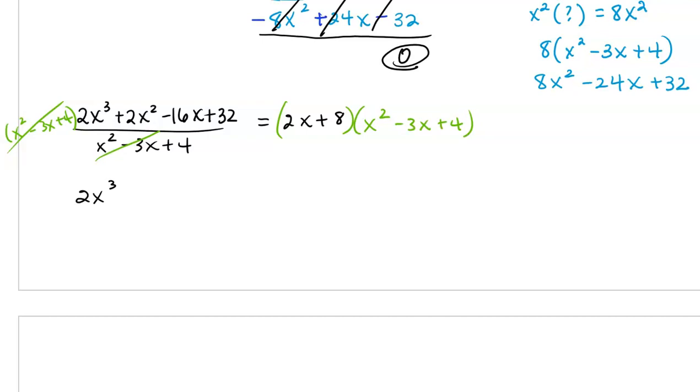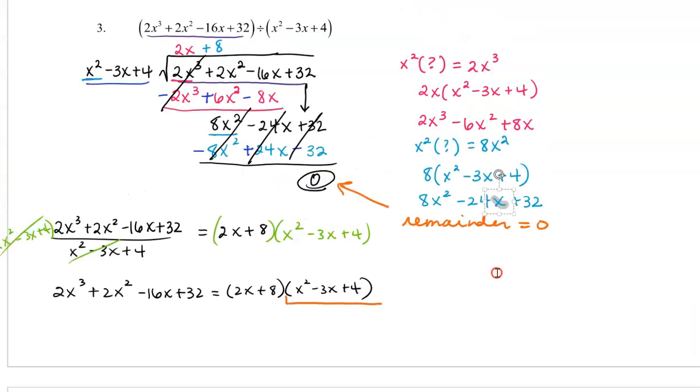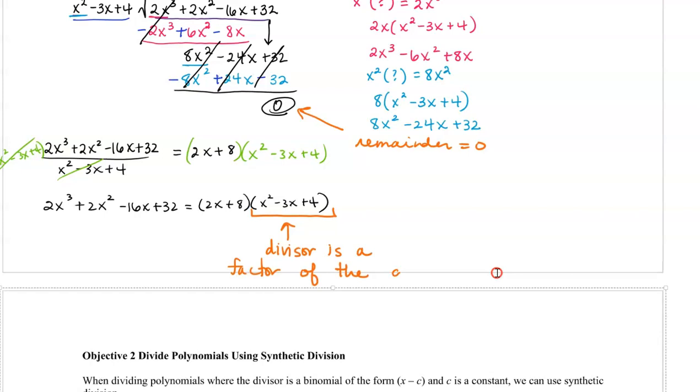Simplifying this, we can see that 2x cubed plus 2x squared minus 16x plus 32 is equal to 2x plus 8 multiplied by x squared minus 3x plus 4. So the moral of the story is that when the remainder is equal to 0, we can see that the divisor is a factor of the dividend, because this divisor right there is sitting as a factor of this dividend here. And we will see that observation come up again when we look in more detail at the factor theorems.